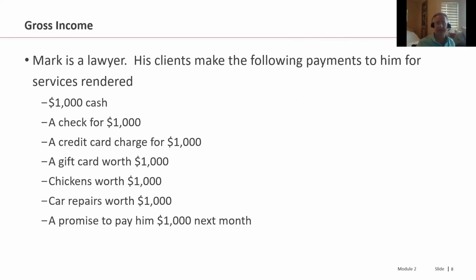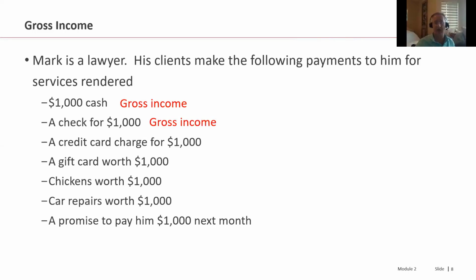So Mark's a lawyer, and his clients make the following payments to him for services rendered. He gets $1,000 worth of cash, a check for $1,000, a credit card charge for $1,000, et cetera, et cetera. The question is, which of these are included in gross income? Let's start with $1,000 of cash. Pretty straightforward. That's from any source in any form. That's gross income. How about a check for $1,000? Well, a check is really no different. That's property. It's gross income.